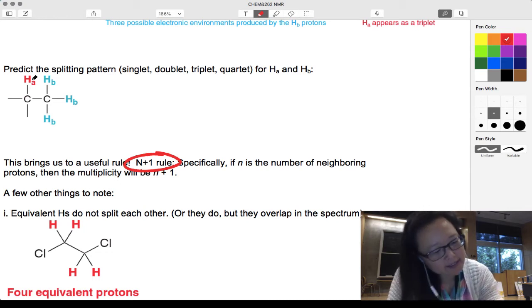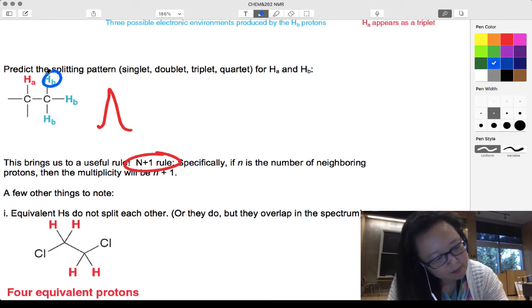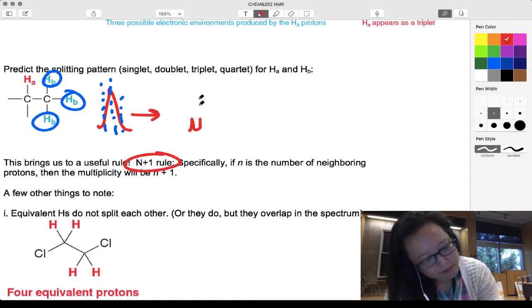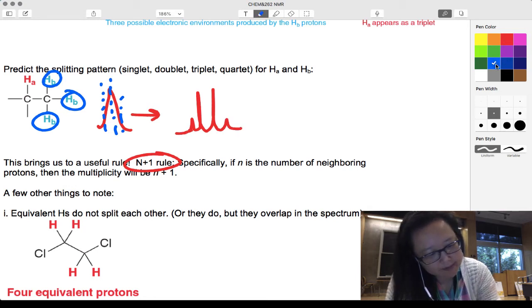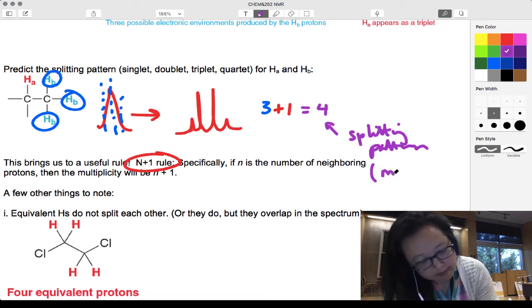So let's try that here. HA gives me a peak, but HB here maybe splits it. This one splits it also, and this one splits it also. So three splits means I'm going to have short, long, long, short. I'm going to have four peaks. So three neighbors, and then I add one because it's N+1. So that's going to be 4. And this is the number of peaks I get, or this is the splitting pattern, also called the multiplicity. And 3 is the number of neighboring hydrogens within 3 bonds.